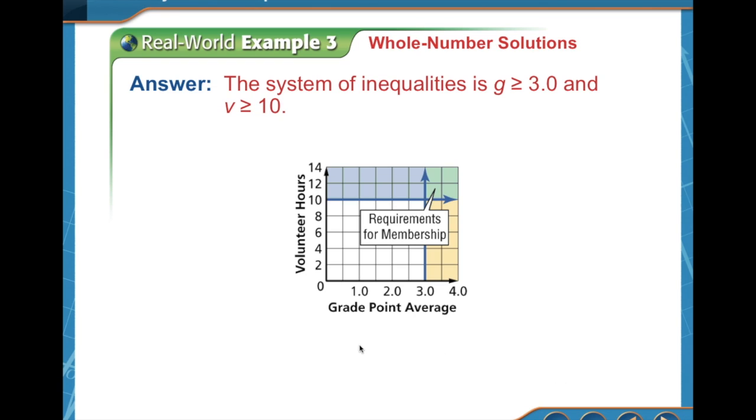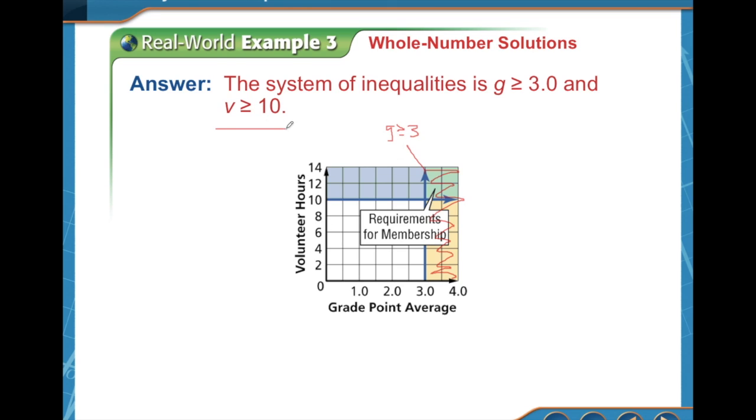So we're going to have grade point average as our X. You see it goes from 0 to 4.0. Volunteer hours start at 0 and go up and up and up. We can stop it anywhere we want. Say we stop at 14 just for the sake of the problem. So our grade point average can be 3 or greater. So we would draw a vertical line at 3, and we're going to shade everywhere above it, greater than. So greater than means to the right for X. So we would shade that whole region to the right. So this vertical line that you see here, this is G greater than or equal to 3.